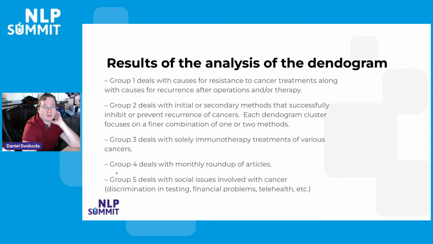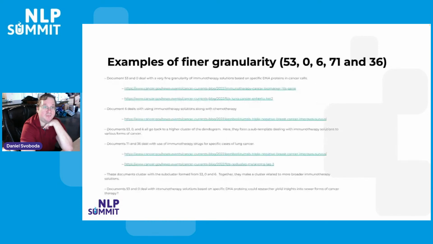The last two dealt with more generic topics. Group 4 dealt with monthly roundup of articles, and Group 5 dealt with social issues dealing with cancer, such as discrimination in testing, financial problems, telehealth, etc. So, looking at a finer granularity, we can see how this could be potentially of interest for researchers in the cancer field. Documents 53 and 0, which I marked here, dealt with immunotherapy solutions on specific DNA proteins in cancer cells.